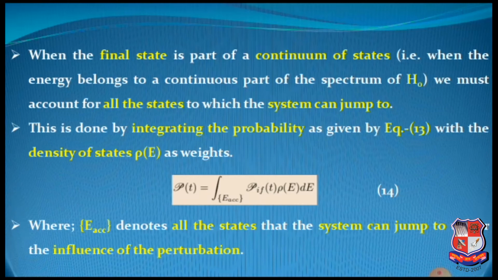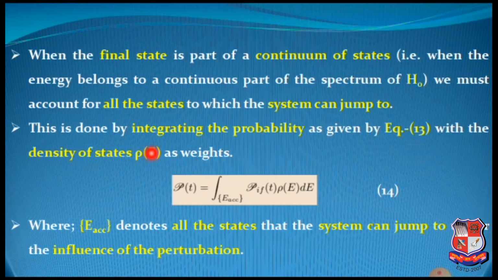Moreover, when the final state is part of a continuum of states, that is, when the energy belongs to a continuous part of the spectrum of H0, we have to take into account all the states to which the system can jump. That means, in between the initial and final state, what are the intermediate possibilities where an atom or molecule or, at the micro level, an electron can transit.